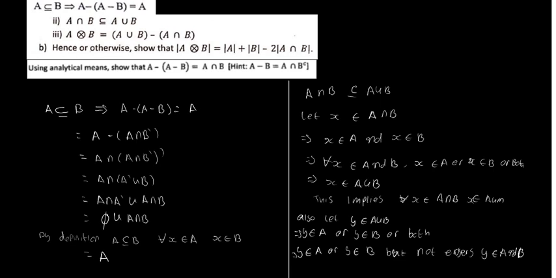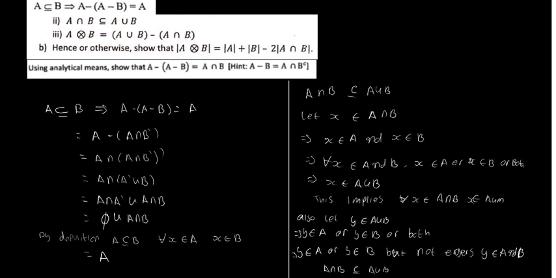But in the intersection, we know that if x is a member of A and B, then it's a member of both. But for the union, it's not in all cases that it's a member of both. So this basically means that A union B has some elements that are not in the intersection. Hence we can say A intersection B is a subset of A union B.